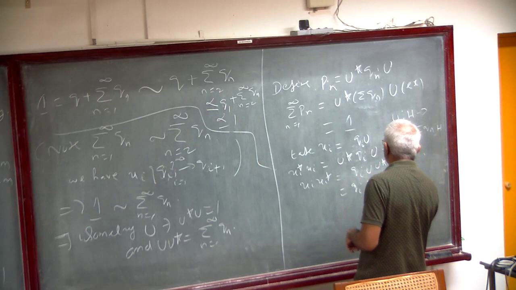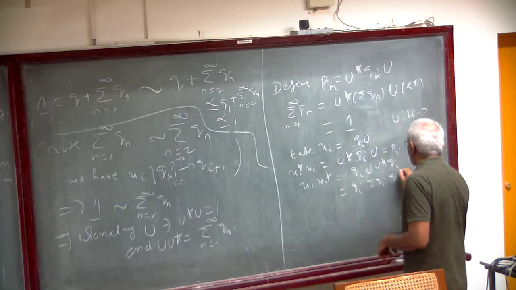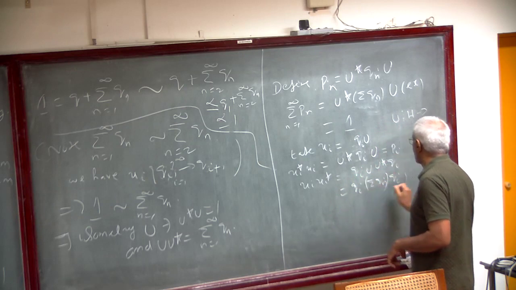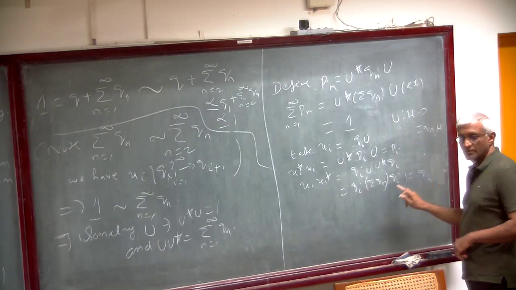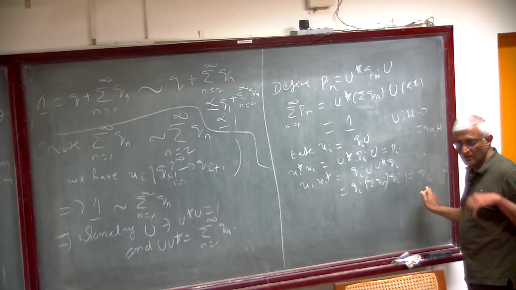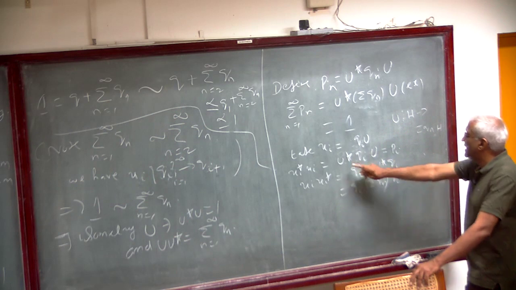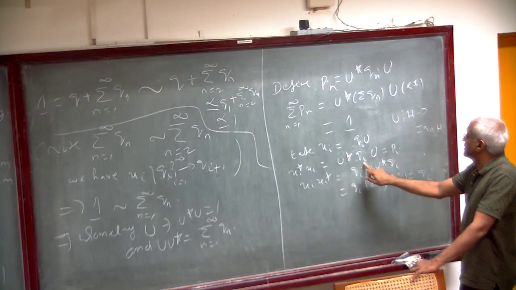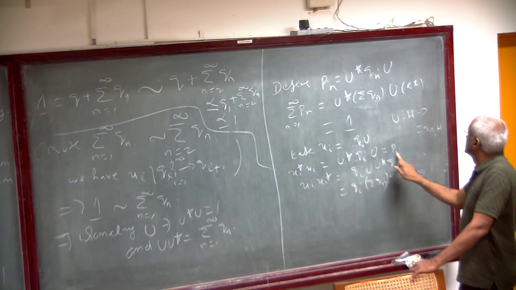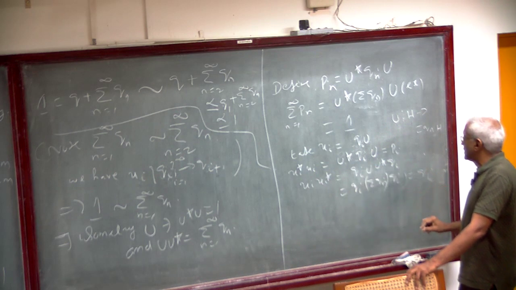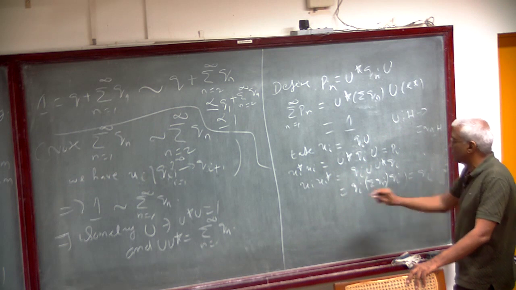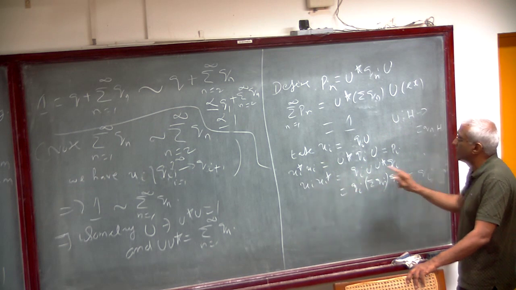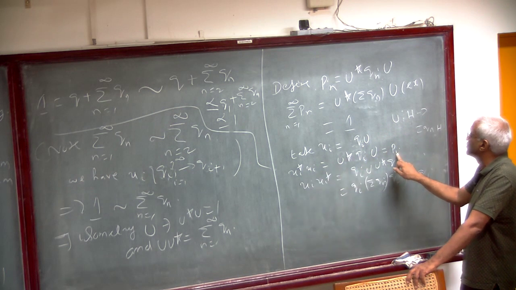This is clear. Summation Qn, Qi. This is equal to Qi, of course, because this is a bigger projection. When you hit it, you will get Qi. This way is clear. And Ui star Ui equal to Ui star Ui in the middle Qi. That will become, so Ui star Ui equal to Qi, and Ui star Ui. This I would get Pi.